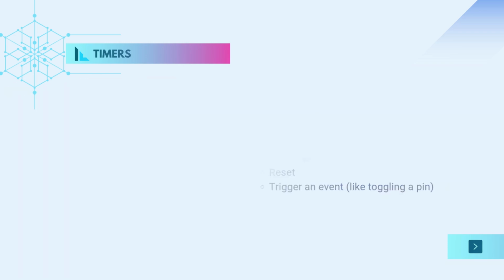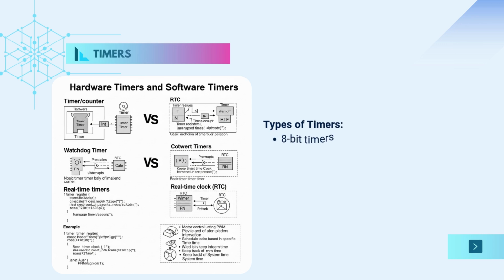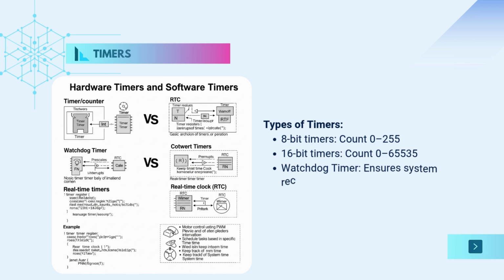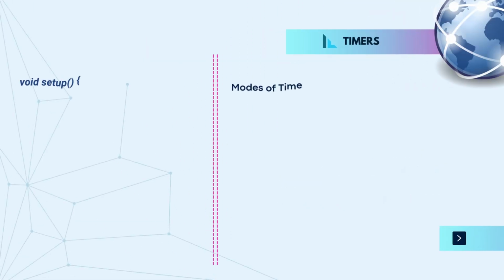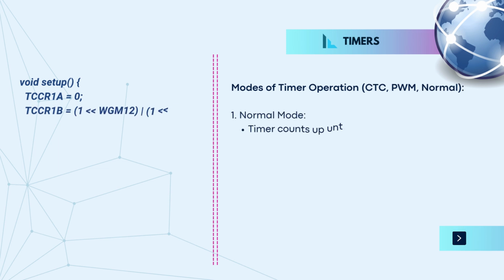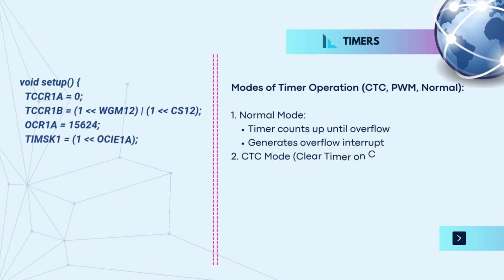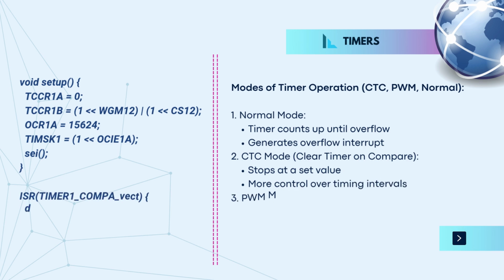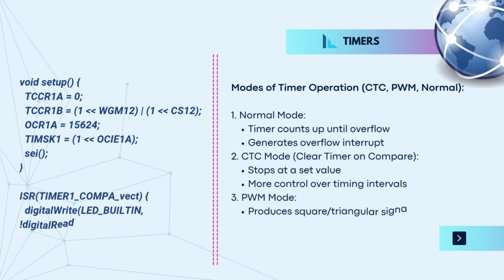Timers are non-blocking, which means your main code can keep running, and the timer will work in the background. There are different types of timers, 8-bit, 16-bit, or 32-bit, depending on the counter size. For example, Arduino Uno has timer 0, timer 1, and timer 2. Timers operate in different modes. Normal mode, the timer counts up and resets on overflow. CTC mode, clear timer on compare, stops and resets when a specific value is reached. PWM mode, used for generating pulse width modulation signals, for dimming LEDs or controlling motors.